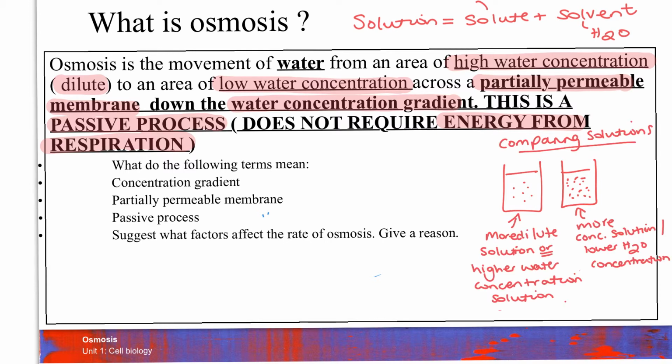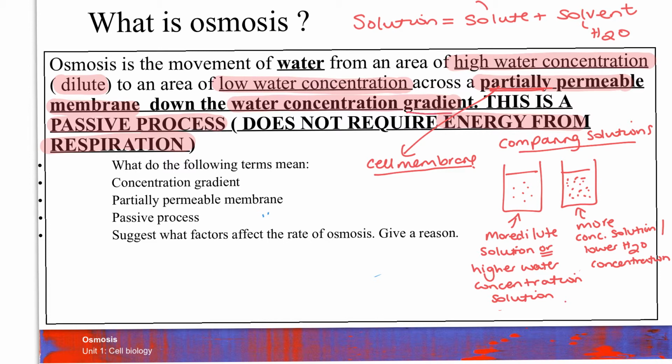What do we mean by a partially permeable membrane? Well, what we're really referring to here is the cell membrane. And we know that the cell membrane will allow some things to travel across and not others. So cell membranes allow water to move across, and they also allow small soluble molecules to move across, but not large molecules. That's why we call them partially permeable, because they're permeable to some things, but not others.